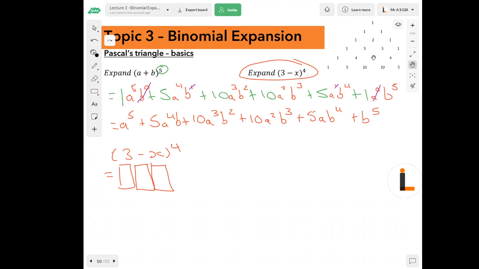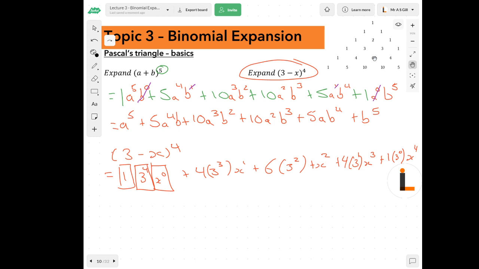So we should have first bit 1 times 3 to the power of 4, x to the 0, plus 4 times 3 to the power of 3, x to the 1, plus 6 times 3 squared, x squared, plus 4 times 3 to the power of 1, x to the power of 3, and lastly 1 times 3 to the power of 0, x to the power of 4.